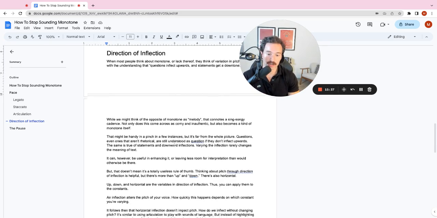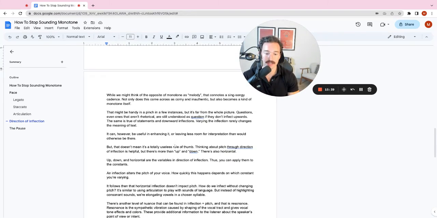An inflection alters the pitch of your voice. How quickly this happens depends on which constant you're varying: the sentence, the word, or the syllable. So it follows then that horizontal inflection isn't going to impact pitch. So then how do we inflect without changing pitch?